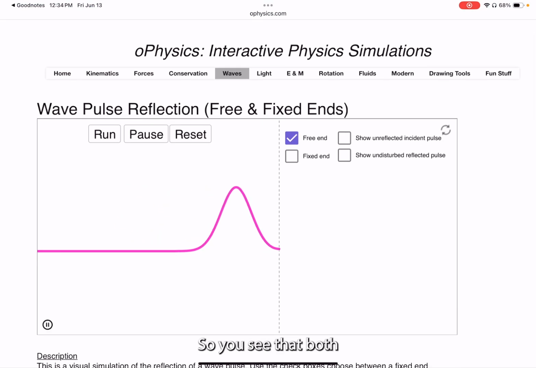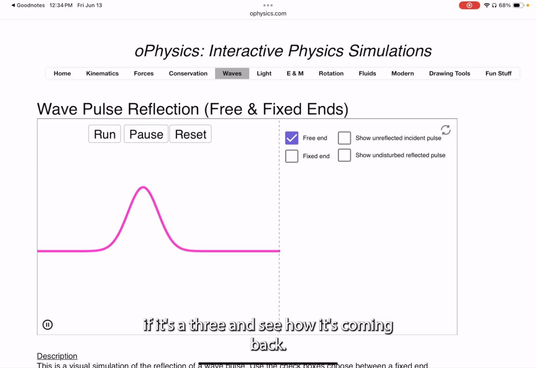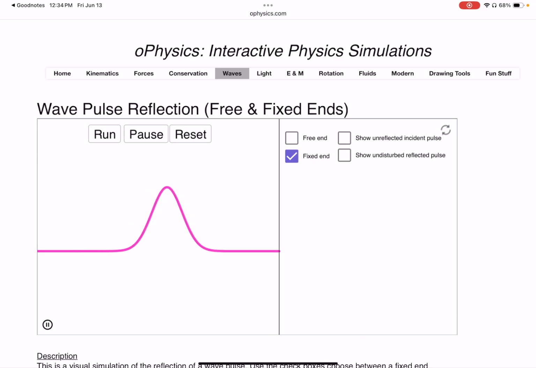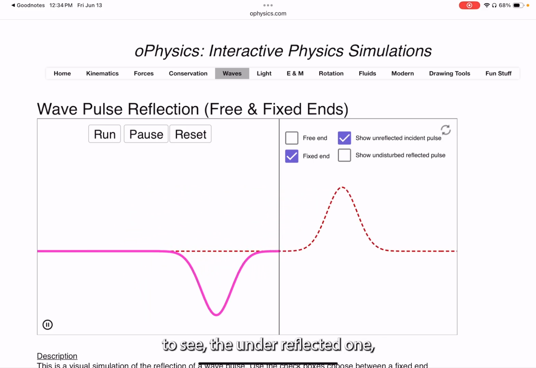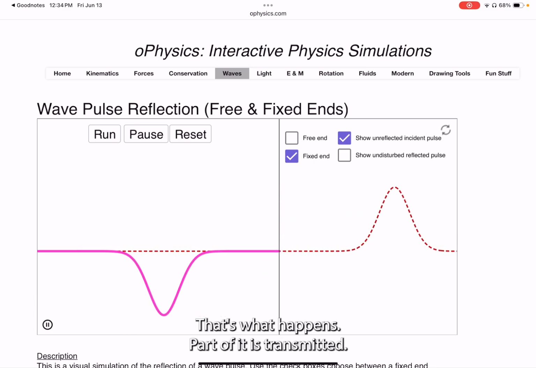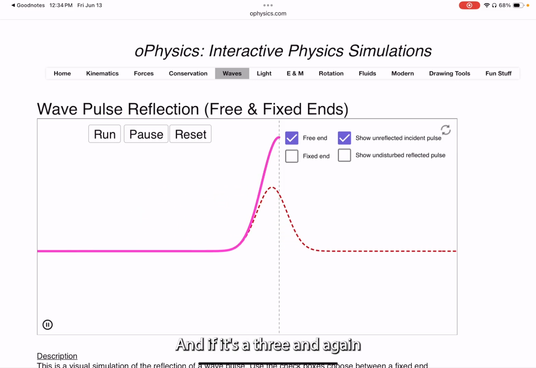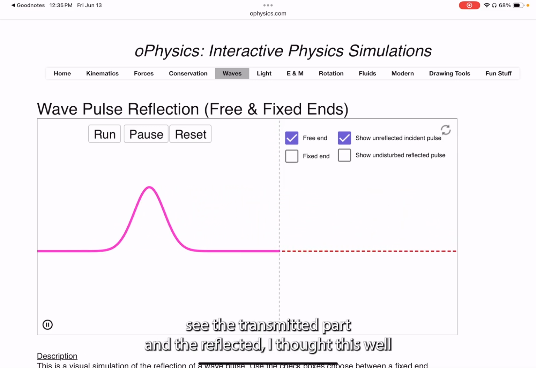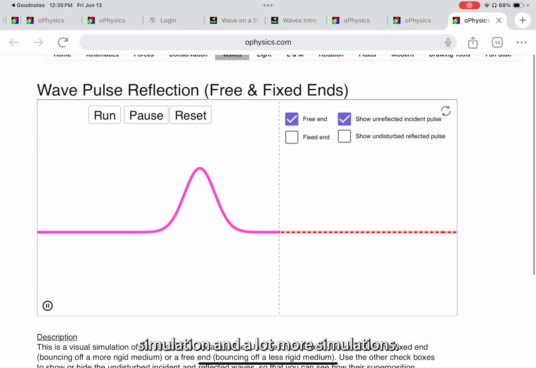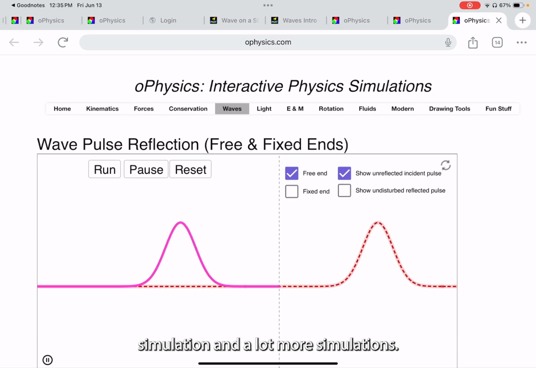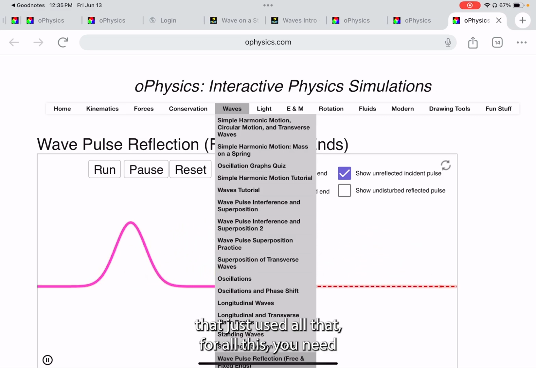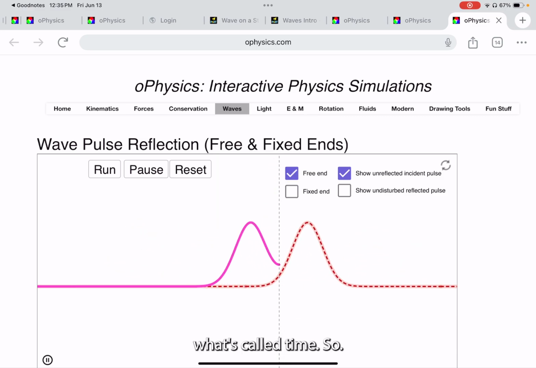So you see that pulse? If it's a free end, see how it's coming back. And let's change it to a fixed end. And you see that it's inverted. And then if you want to see the unreflected one, if it's also partly transmitted, that's what happens. Part of it is transmitted. And if it's a free end, again, see the transmitted part and the reflected. I thought these few seconds would help you, but you can play with this simulation, and there are a lot more simulations. If you go there and test that, you see the number of simulations there. Just use all that.